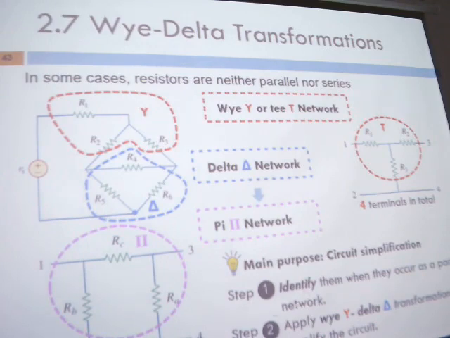So, to simplify the circuit, the first step, we need to identify them if they occur as a part of the network. That means to find out, to locate it. The step 2, we apply Y to delta transformation to simplify the circuit, or delta to Y connection. That's the same.